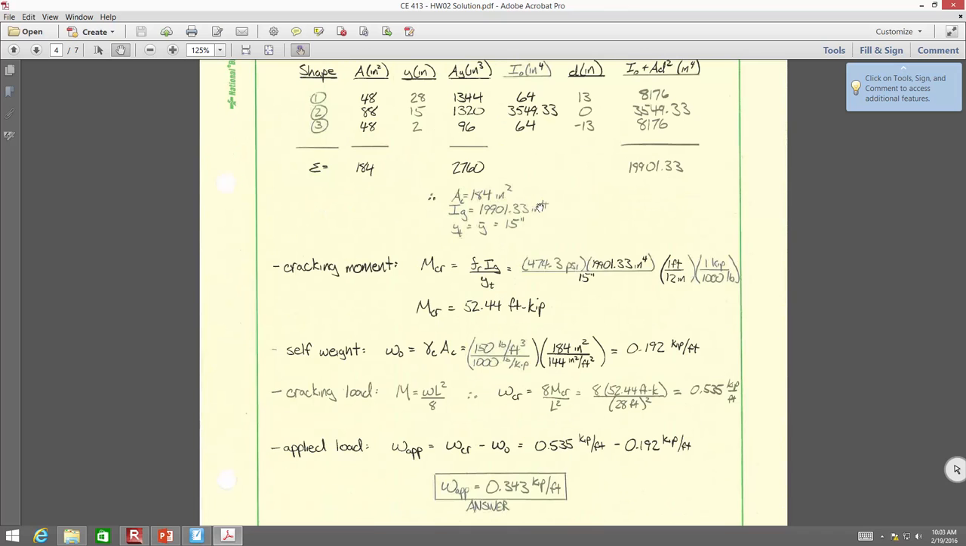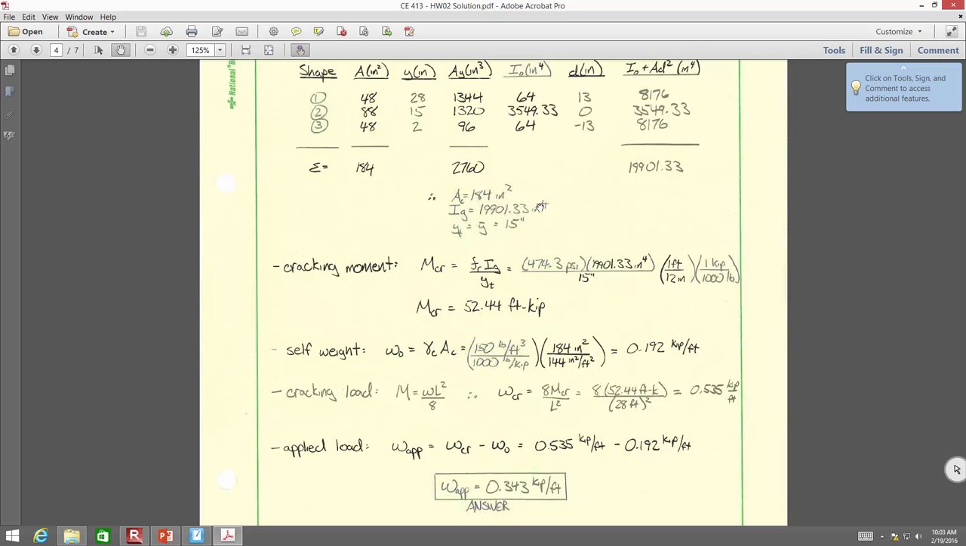Now, you needed to do a little bit of structural analysis indicating if you have a beam with a uniformly distributed load on it, what can you apply to that beam until you cause cracking? Well, it's WL squared over 8 to get the moment. So solving for the cracking load, you just rearrange that equation and solve for W. It takes 0.535 kips per foot to cause cracking in that beam.